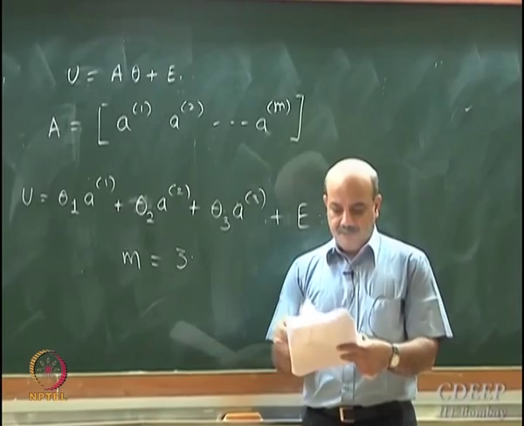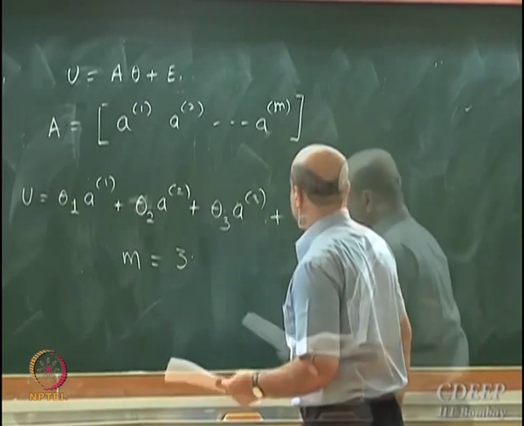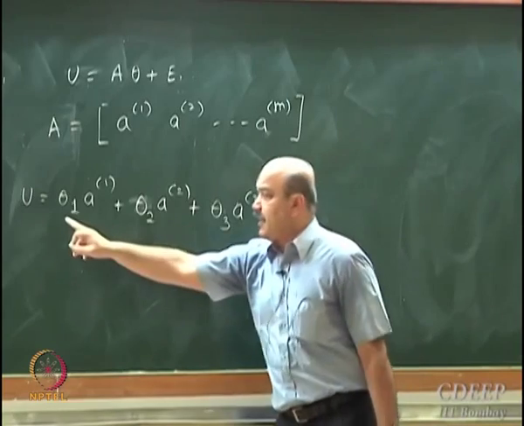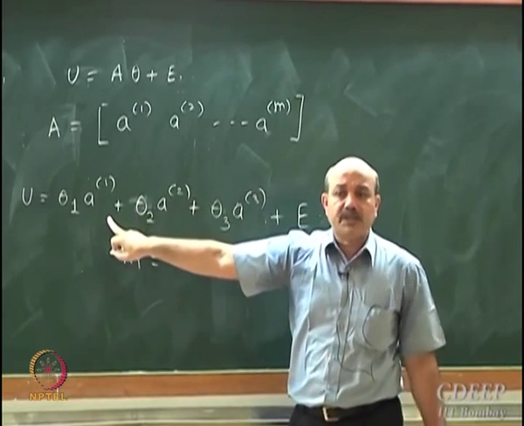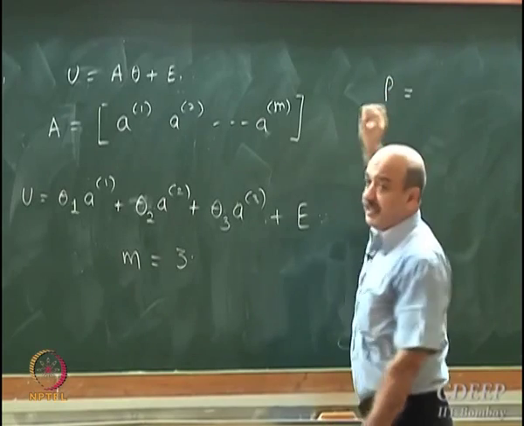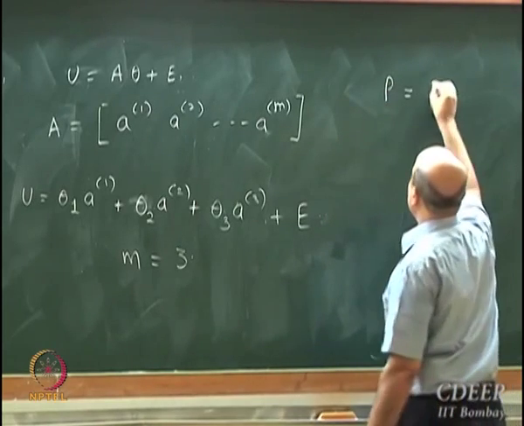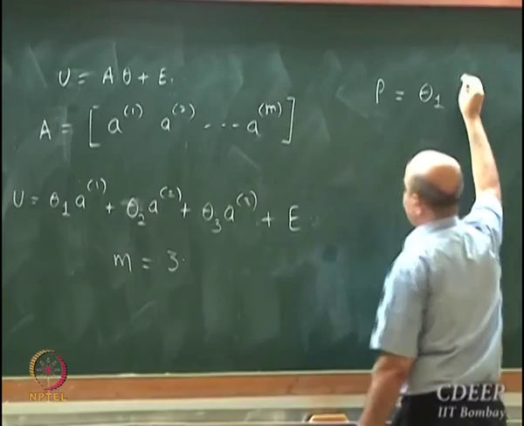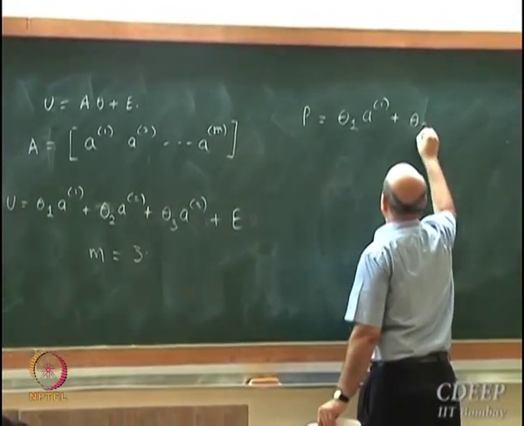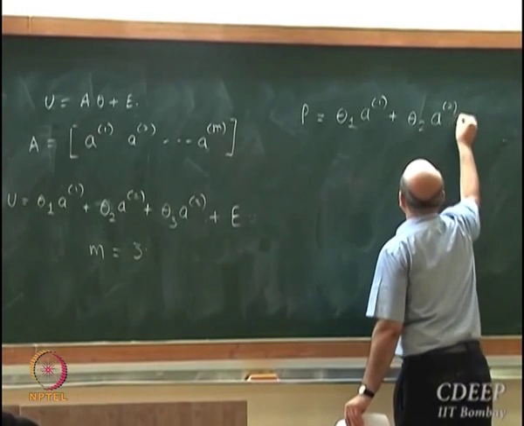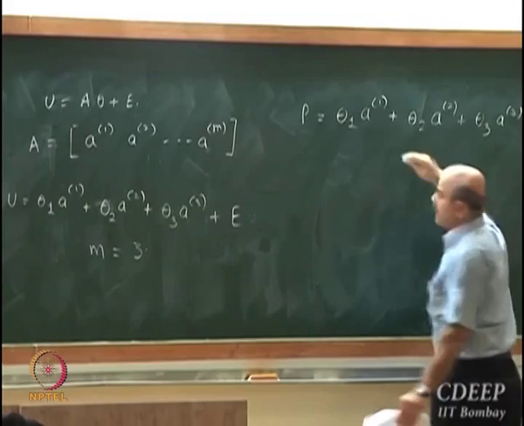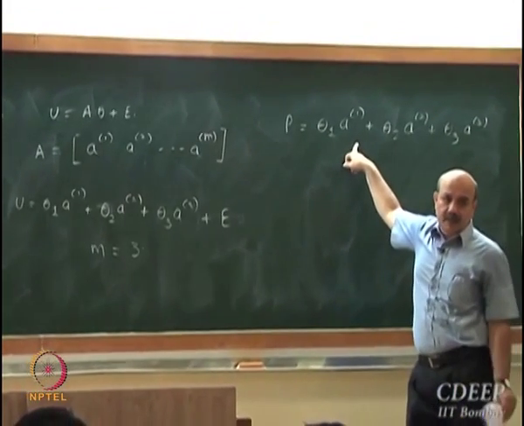Okay, I'm going to call this vector. See, this vector belongs to the subspace. Which vector? This vector P. I'm going to call this a projection vector: theta 1 A1 plus theta 2 A2 plus theta 3 A3. This is the projection vector.